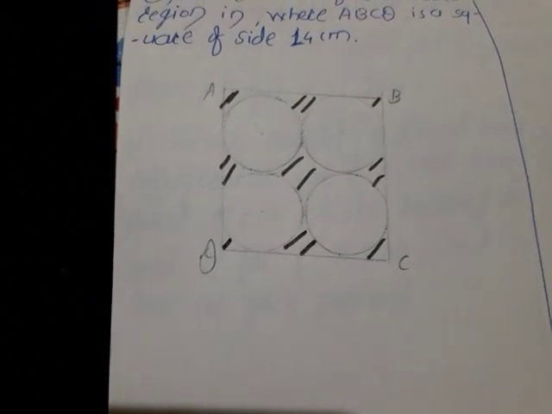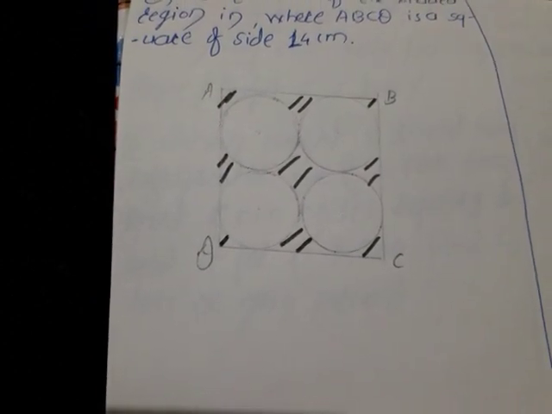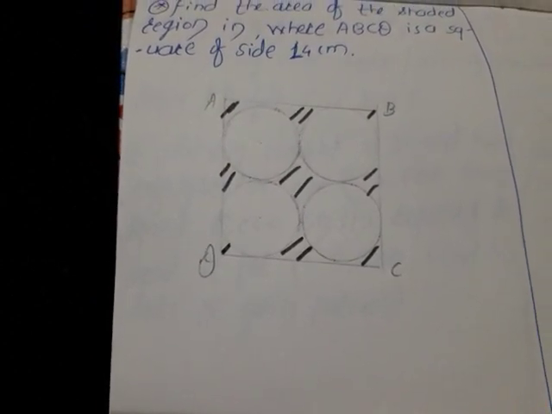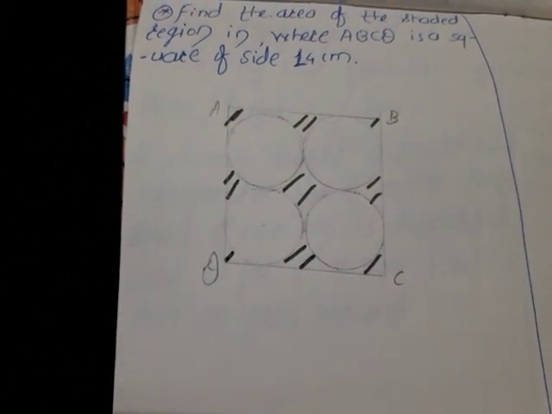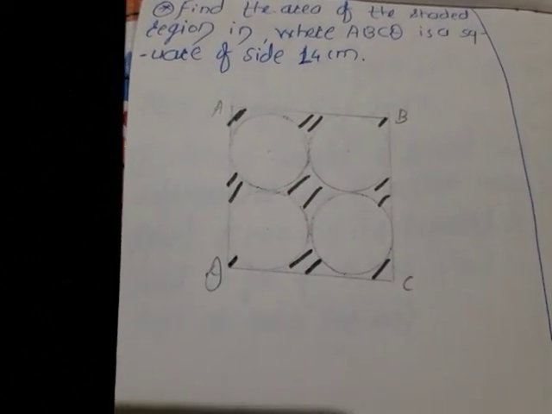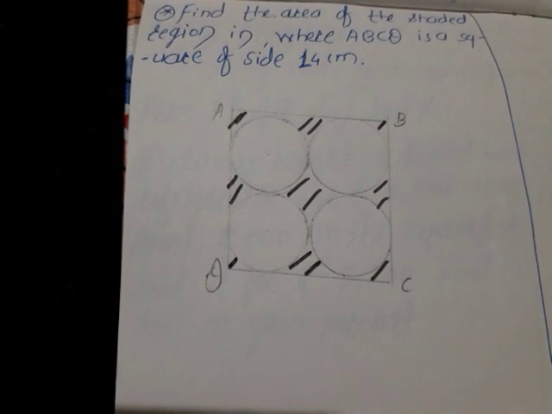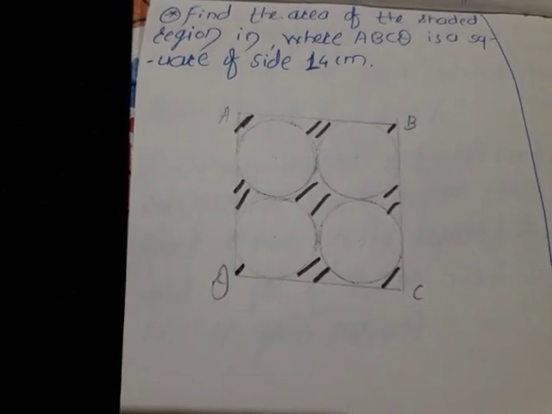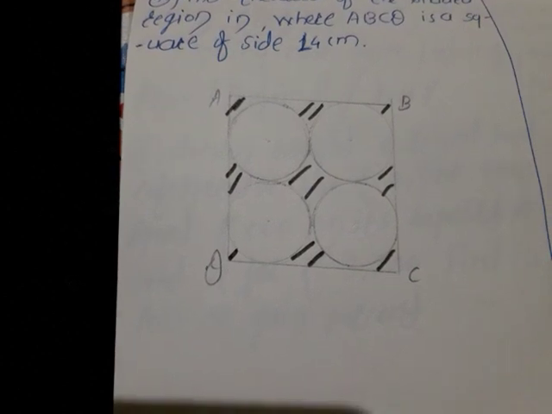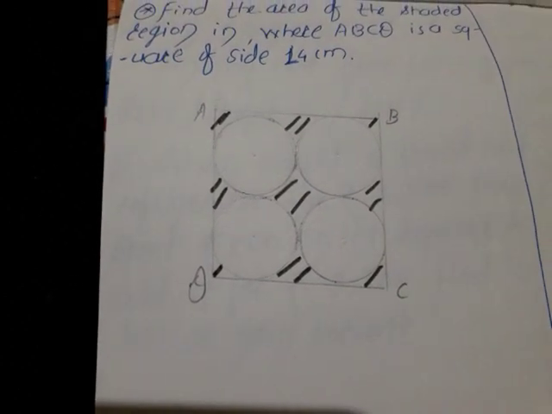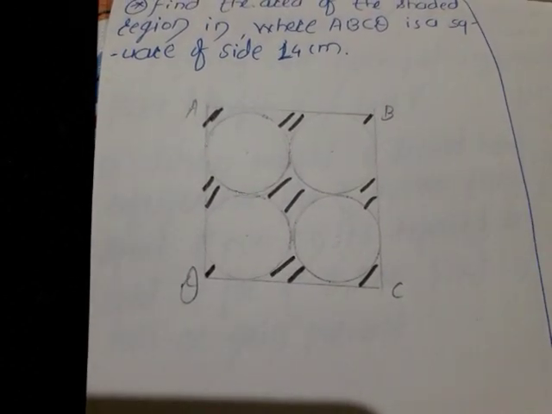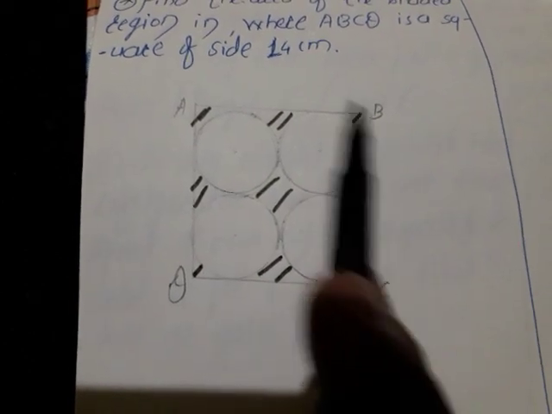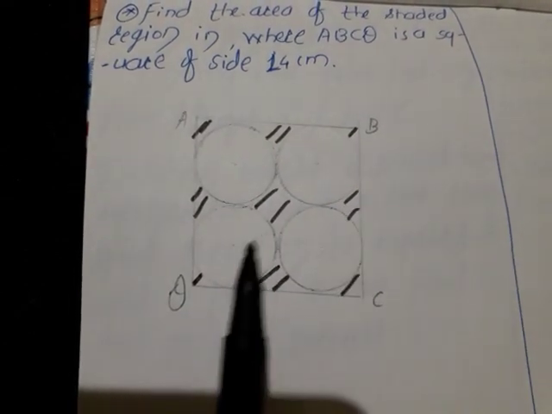Now observe this figure carefully. The side of this square is 14 centimeter, so we can easily find the area of the square. But for finding the area of those circles, the important thing is that the radius of those circles is not given. Then what should we do? Look at this figure carefully, I will show you what to do. Those 4 circles have the same radius.